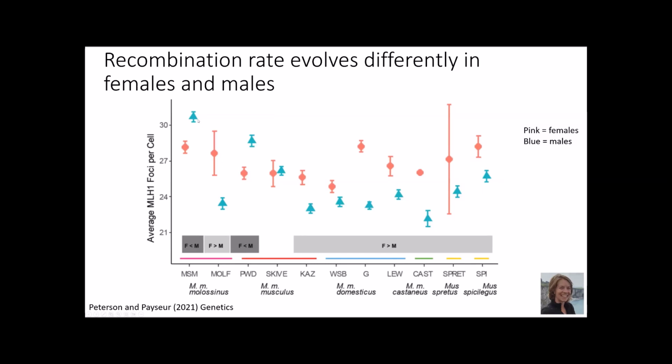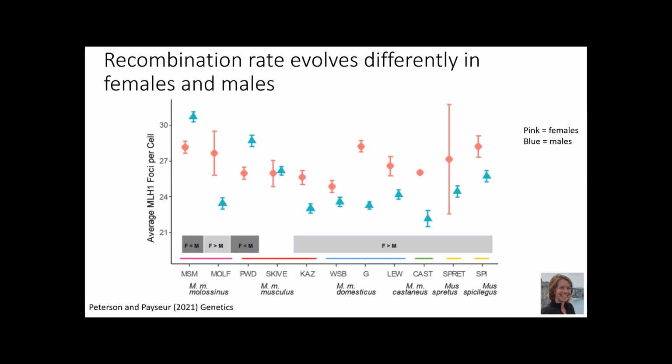Okay, so what we're really looking at is the relationship between female and male recombination rates in each strain. The first observation we can make by looking at this fascinating data set is that the relationship varies among strains. So the genetic background affects the relationship between the female and male recombination rate, which is an interesting result.